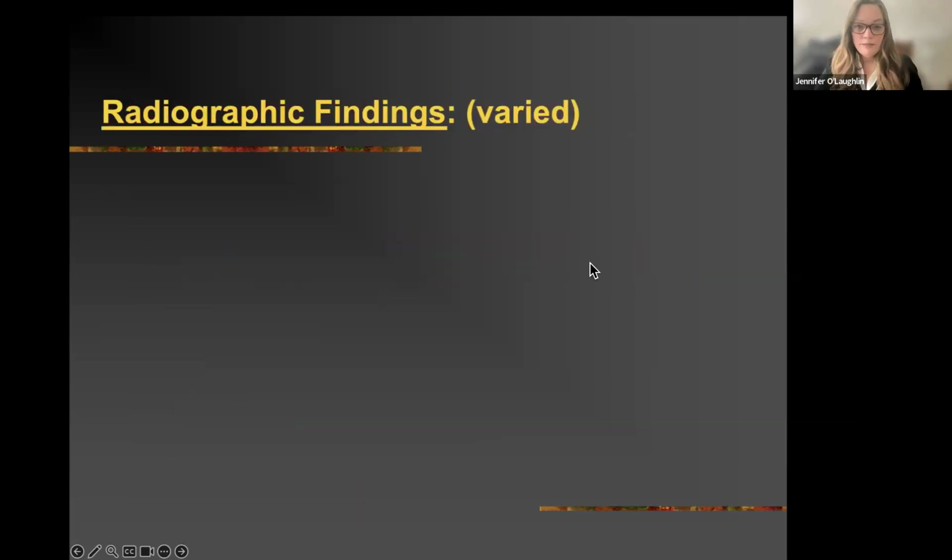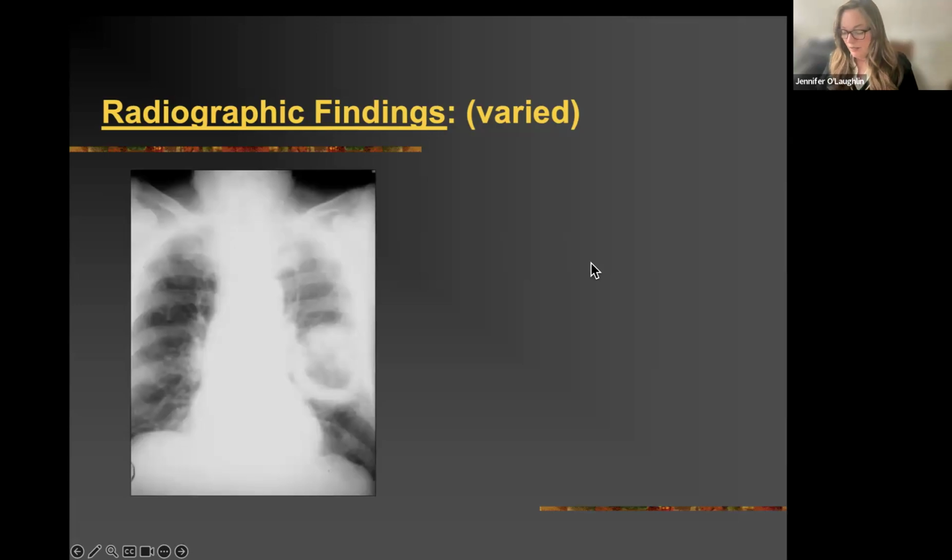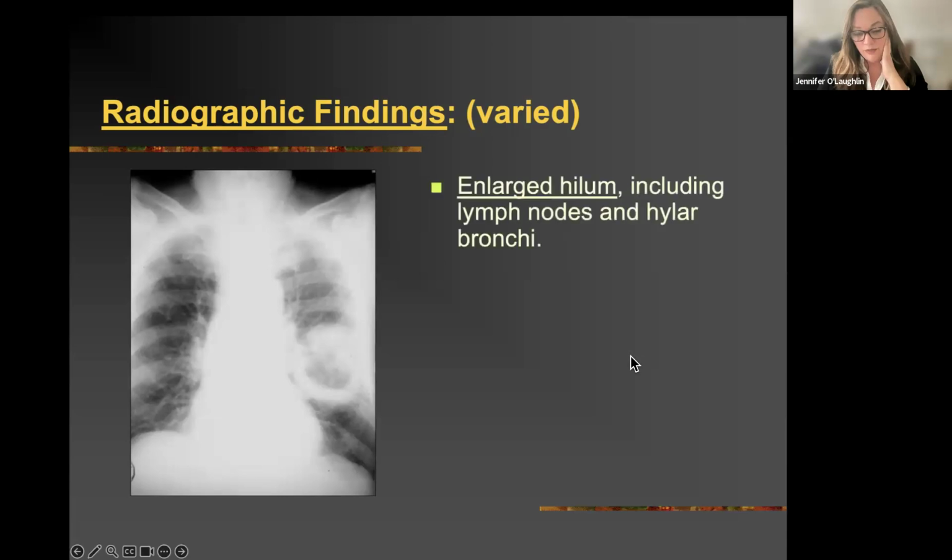Okay, so what it looks like on X-ray has a varied appearance again. Things you might see are an enlarged hilum. The hilar lymph nodes can be enlarged, and also the primary and secondary bronchi can enlarge if that's where the mass is.